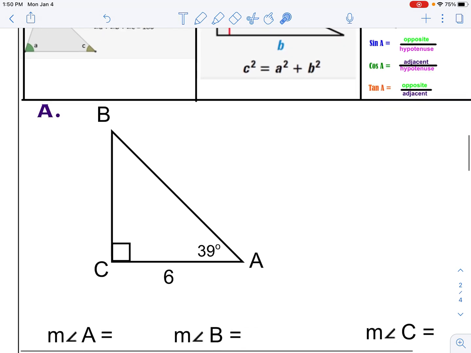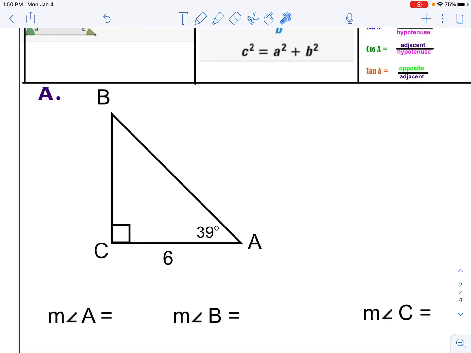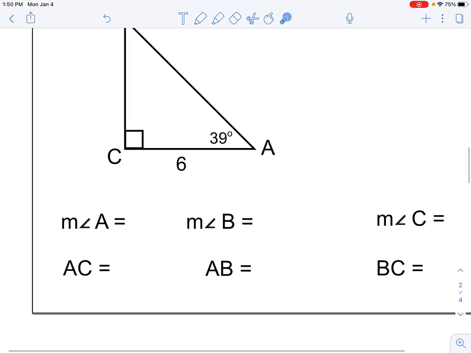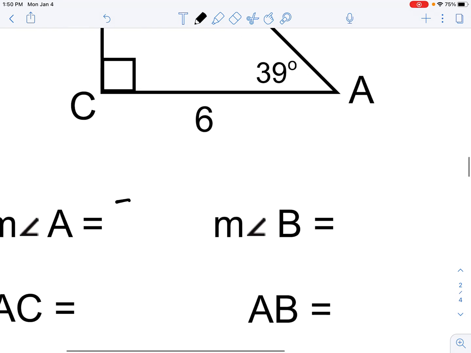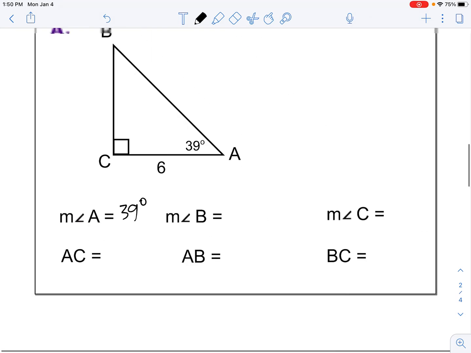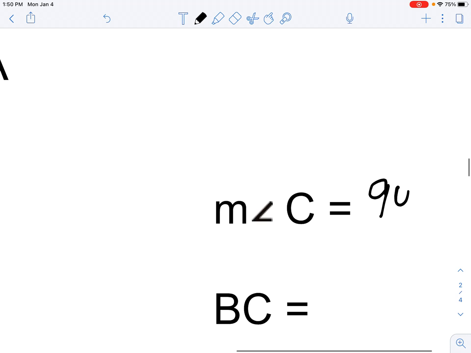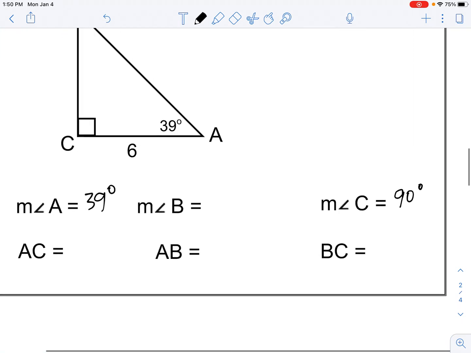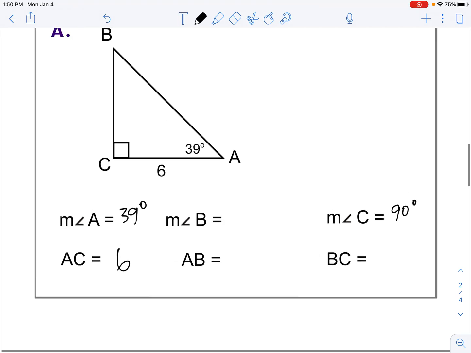All right, so here we've got A, B, C. They give us angle A is 39 degrees. Angle C is the 90-degree angle. And then AC is 6, okay? So since they only give us 1 side, we're going to have to use trig to find out one of the other sides, okay?